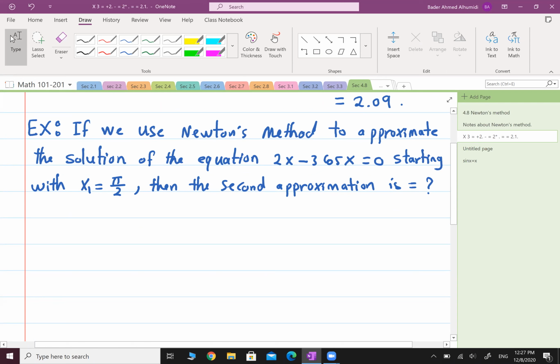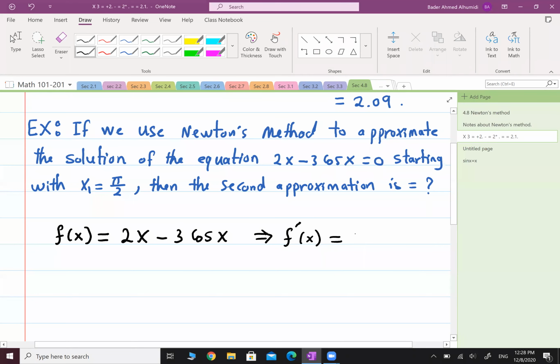This example, for instance, says: if we use Newton's method to approximate the solution of the equation, starting with x1 equal to pi over 2, then the second approximation is simple. This is a final exam question. You can see it is straightforward. If I need to find x2, first I need to find the function. f of x will be equal to, I define it to be 2x minus 3 cosine of x. And directly I will evaluate the derivative of this function, f prime of x.